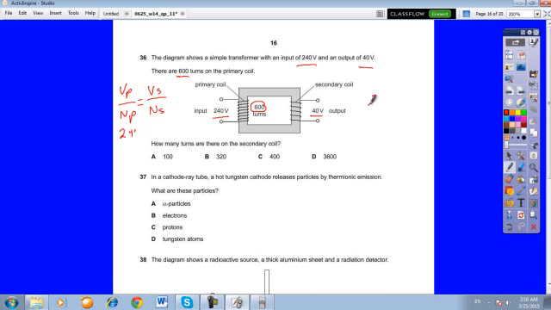240 divided by 600 is equal to 40 divided by N secondary. Cross multiplication: 240 N secondary is equal to 40 multiplied by 600. N secondary is equal to 40 multiplied by 600 divided by 240. The answer equals 100. A.